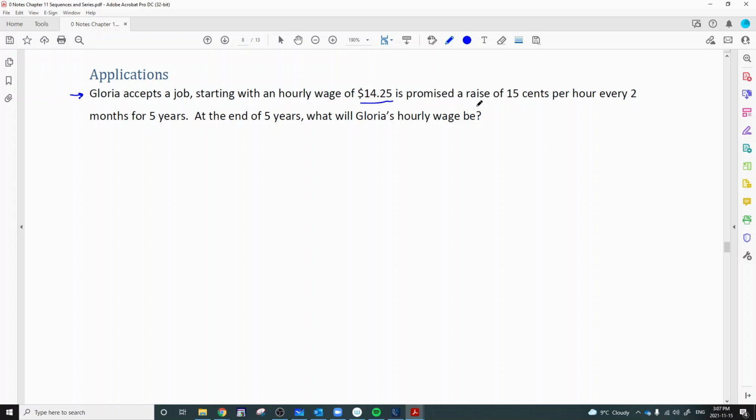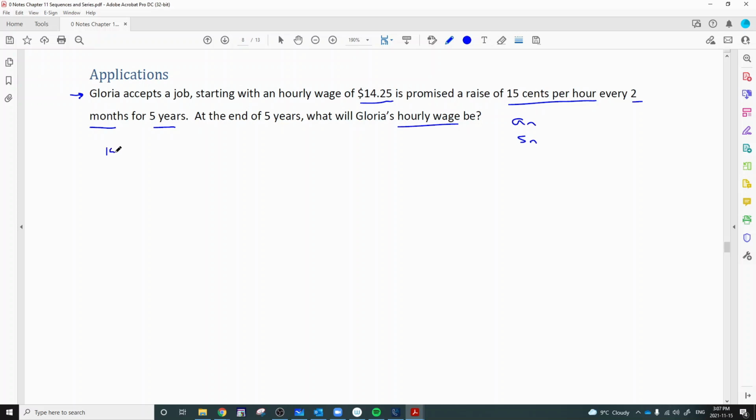They're promised a raise of 15 cents per hour every 2 months for 5 years. At the end of the 5 years, what will Gloria's hourly wage be? So the first thing we have to figure out is, are you finding the nth term or the sum of n terms? She's starting with an hourly wage of $14.25. After one raise, she's making $14.40. After 2 raises, she's making $14.50.